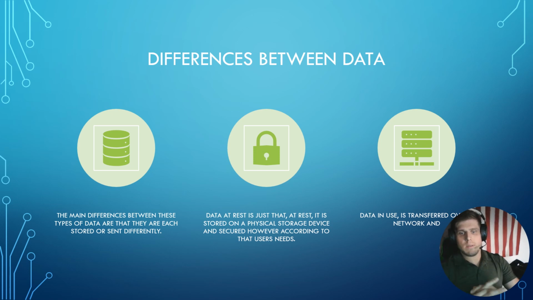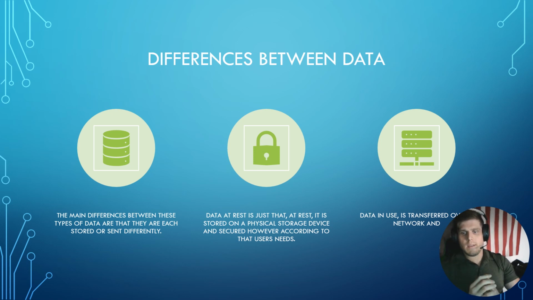So differences between these types of data. The main differences between these types of data are that each is stored or sent differently. Of course, data at rest is transferred from a device onto the storage unit. So the storage device is what keeps all that data on it. If you have 5 gigabytes of data on a hard drive, you have to secure it, and that is how that data is kept. Obviously it's not being transferred or worked on at that point in time. It's just at rest, as it says in the name.